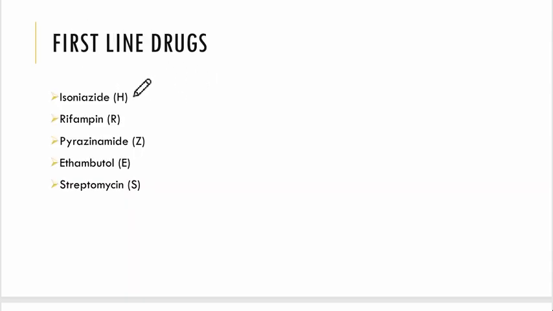Moving ahead to the first line drugs. The very important first drug is isoniazid. Then the second important drug is rifampin, then pyrazinamide, ethambutol, and streptomycin. This is nothing but the category of your antibiotics. Isoniazid is symbolized as H, rifampin R, pyrazinamide Z, ethambutol E, and streptomycin S. So you can remember it like this, HRZES, and this is the symbolization generally given in clinical terms.